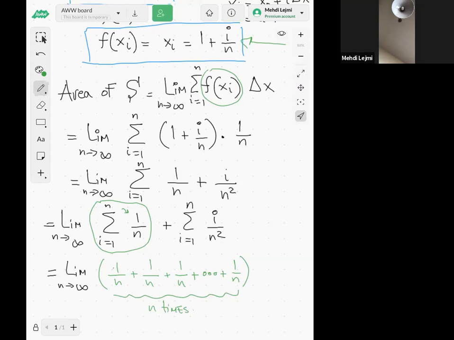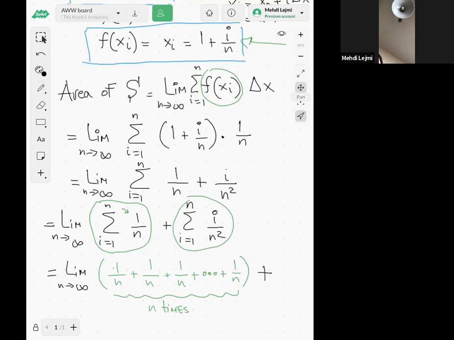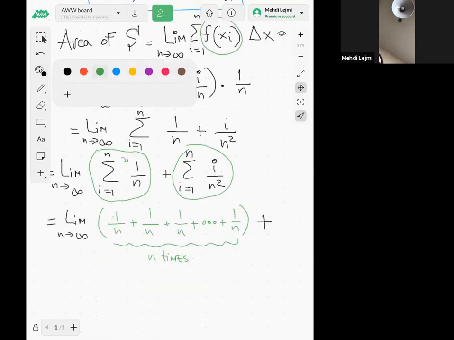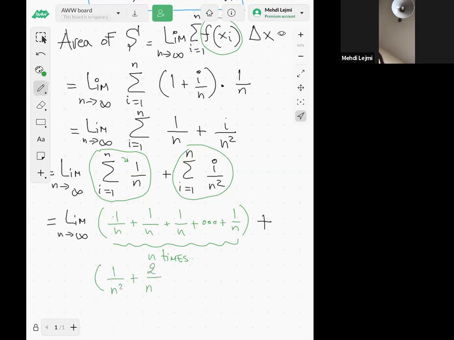All right. Now, the second sum, it's here, i over n squared. So we're going to have a plus. When i is equal to 1, if you replace i by 1, we're going to have 1 over n squared. So we're going to have plus 1 over n squared. When i is 2, we're going to have 2 over n squared. When i is 3, you replace i by 3, right? So we're going to have 3 over n squared, etc. And of course, when i is equal to n, we're going to have n over n squared.